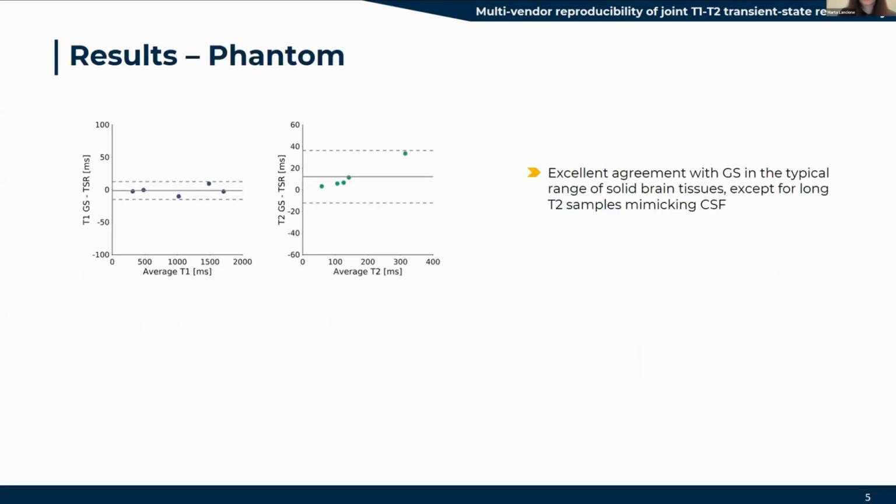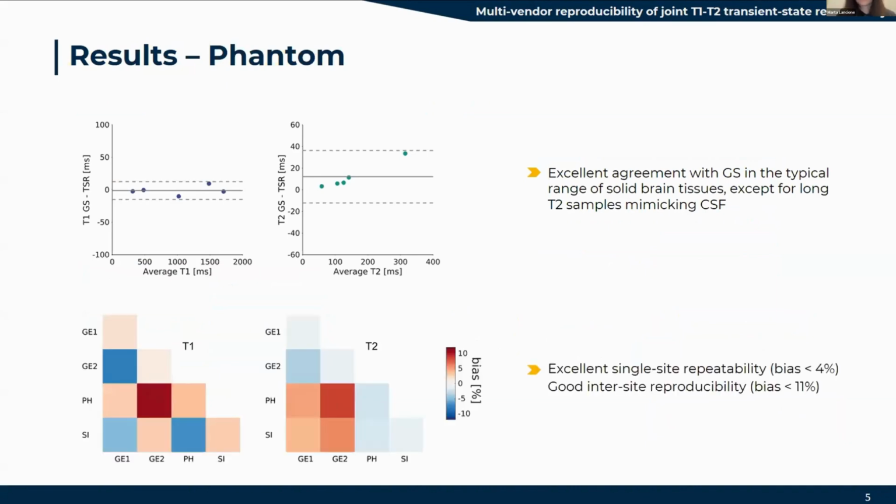These are the results of the phantom experiment. We found excellent agreement with the gold standard, except for very long T2, mimicking the CSF. And then we found excellent intrasite repeatability and good intersite reproducibility.